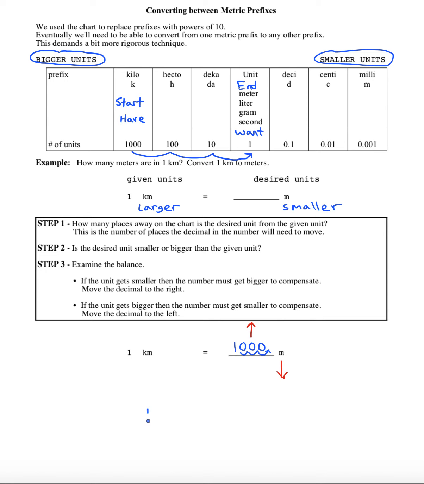So the final answer is 1 kilometer is 1,000 meters. In this case, we can confirm that actually from the chart itself. Right here it tells us that the definition of a kilo is 1,000 of that unit.